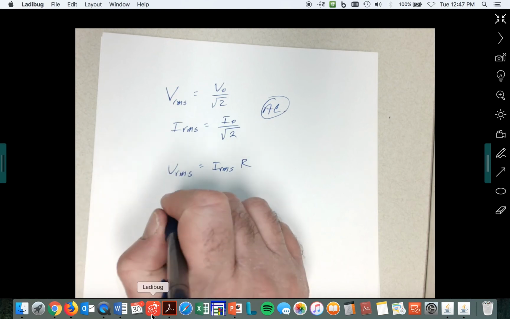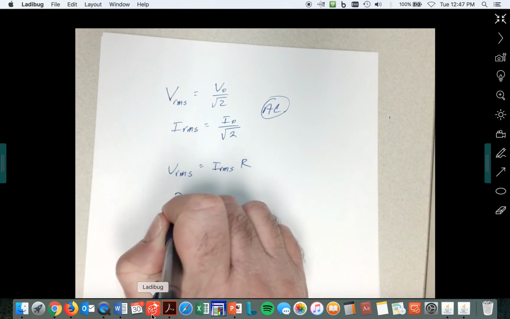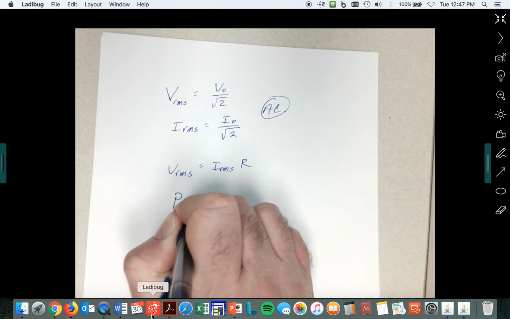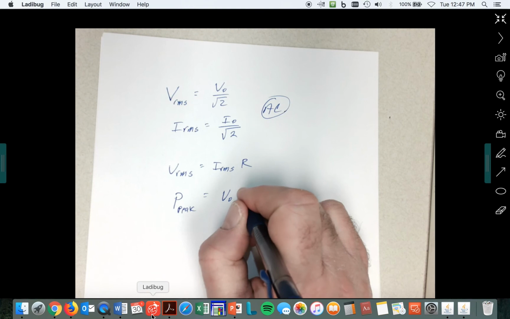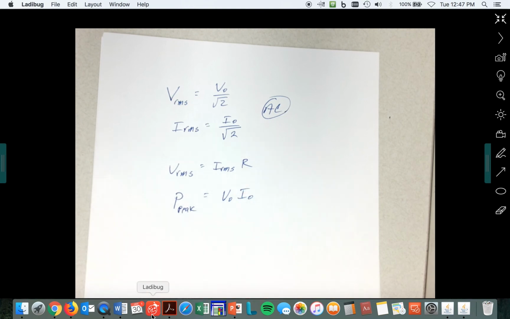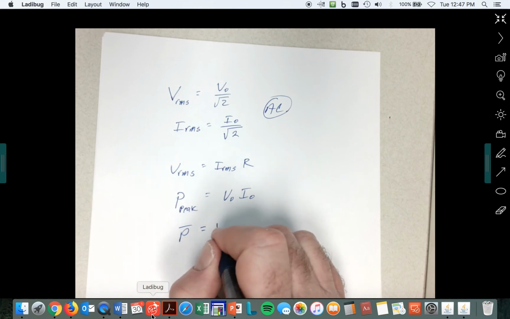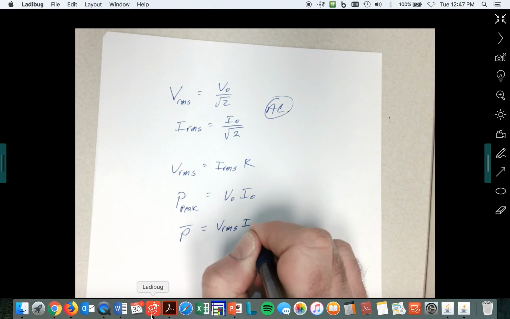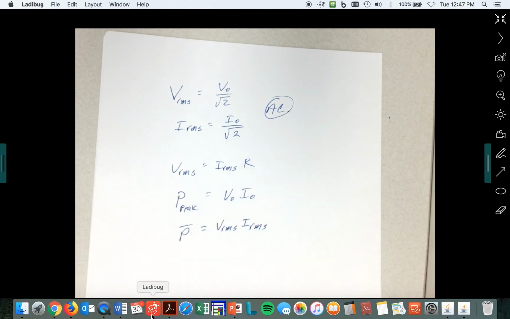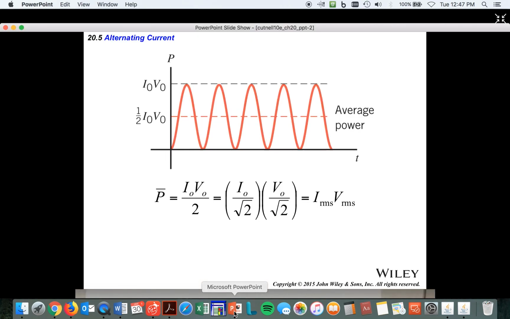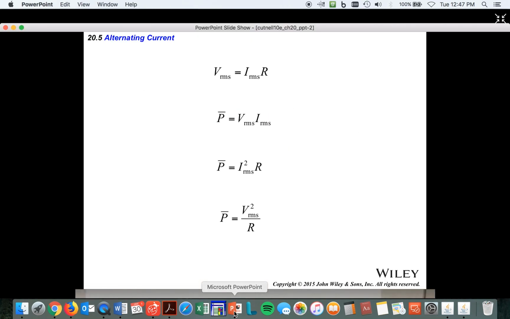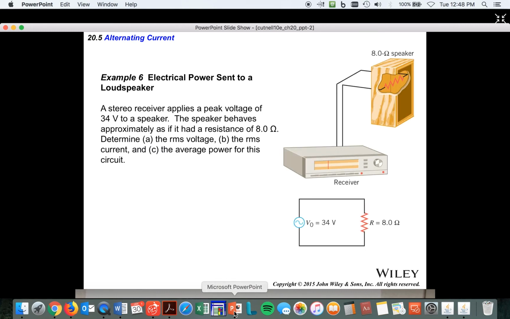And then the peak power is equal to V naught times I naught. And then the average power is equal to VRMS times IRMS. That's it. Nothing to be afraid of. Nothing to see here, folks. And then the average power equation still holds.